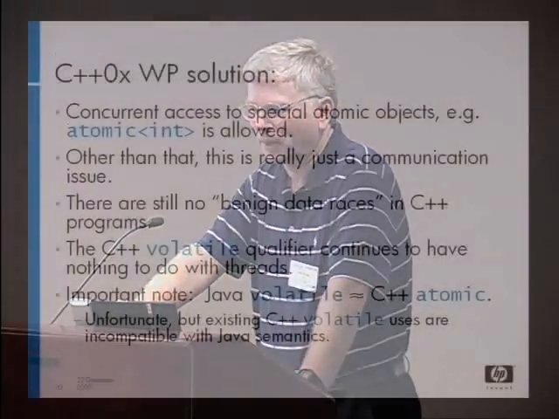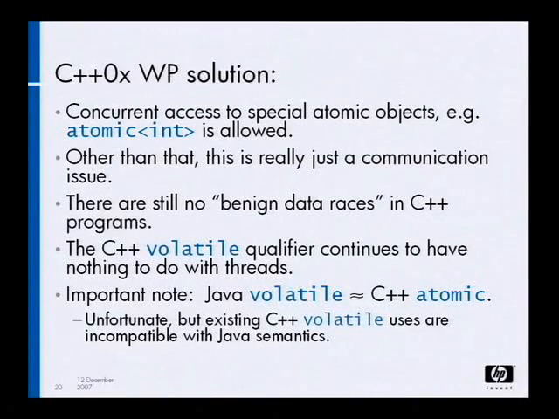So what's actually in the C++ OX working paper? Basically, again, largely thanks to Lawrence here, concurrent access to variables is allowed, but they have to be declared specially as atomic objects. So for example, you can declare a variable as being of type atomic int, and then that provides operations to concurrently access the variable safely. And for all purposes, the concurrent accesses to an atomic int are no longer viewed as a data race. That's the way this is dealt with formally.